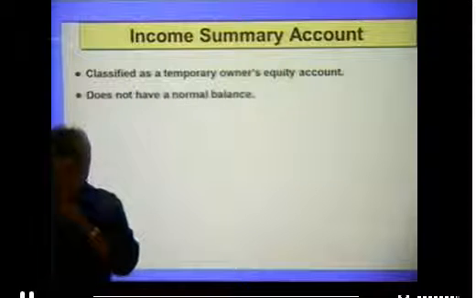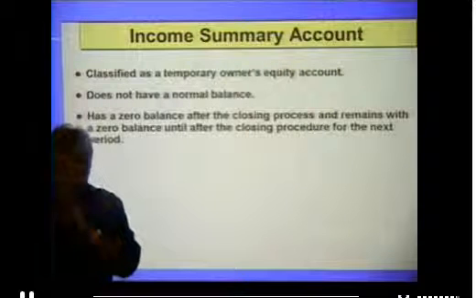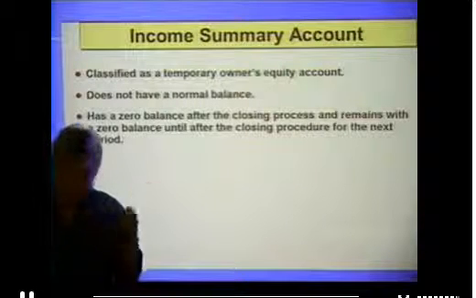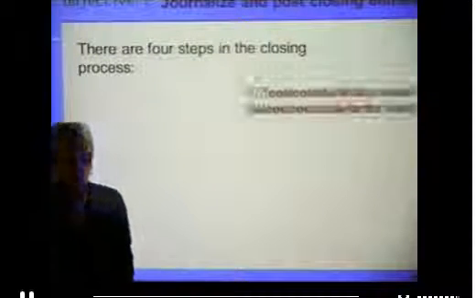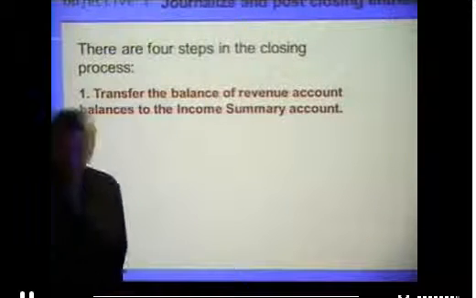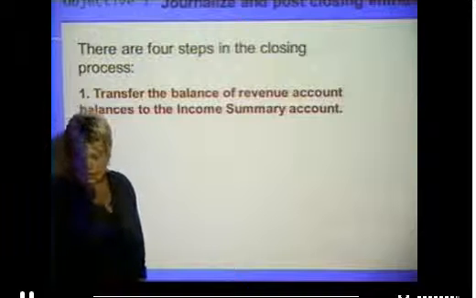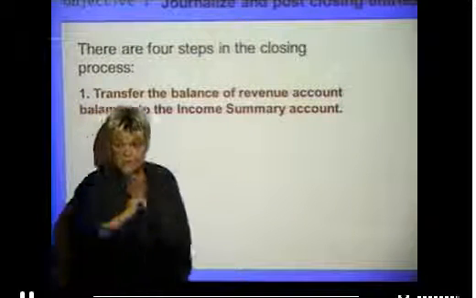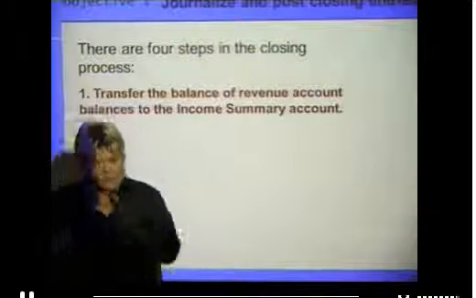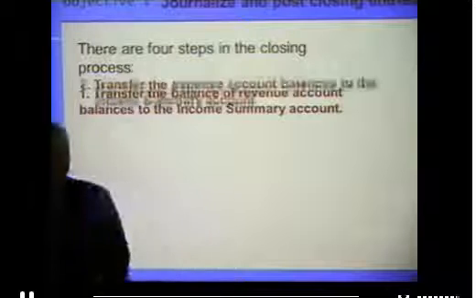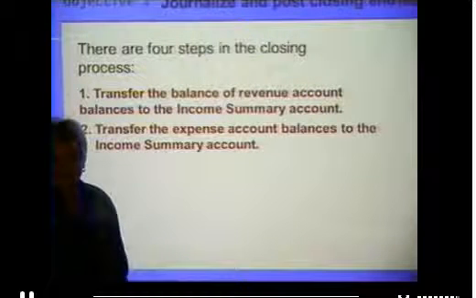Okay, it's classified as an owner's equity, so it doesn't have a normal balance. But when we finish closing it, because it's step 3, it's going to have a zero balance. So what do we do first? We transfer revenue into the income summary, and that emptied out the revenue account. Then the expense account.